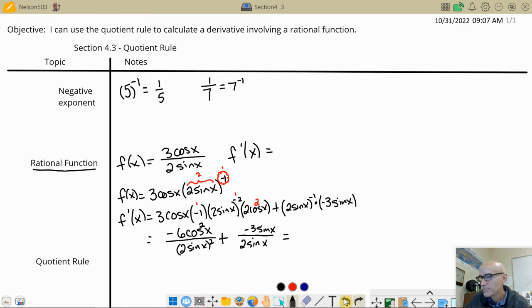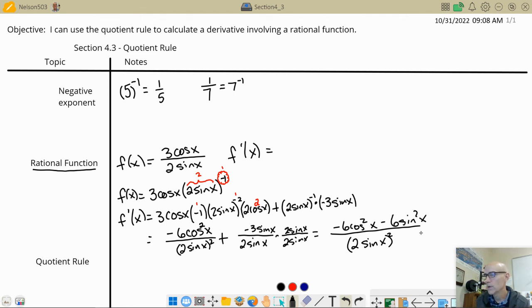Let me try again. I need this one to have another factor of sine x, right? 2 sine x. So let's back that off. If I multiply this guy right here by 2 sine x, and I multiply this one by 2 sine x, I'm going to have a big fraction bar, and I'm going to have 2 sine x squared, right? And then up in the numerator, I'm going to have negative 6 cosine squared x. And then what do we have over here? We have negative 6 sine squared.